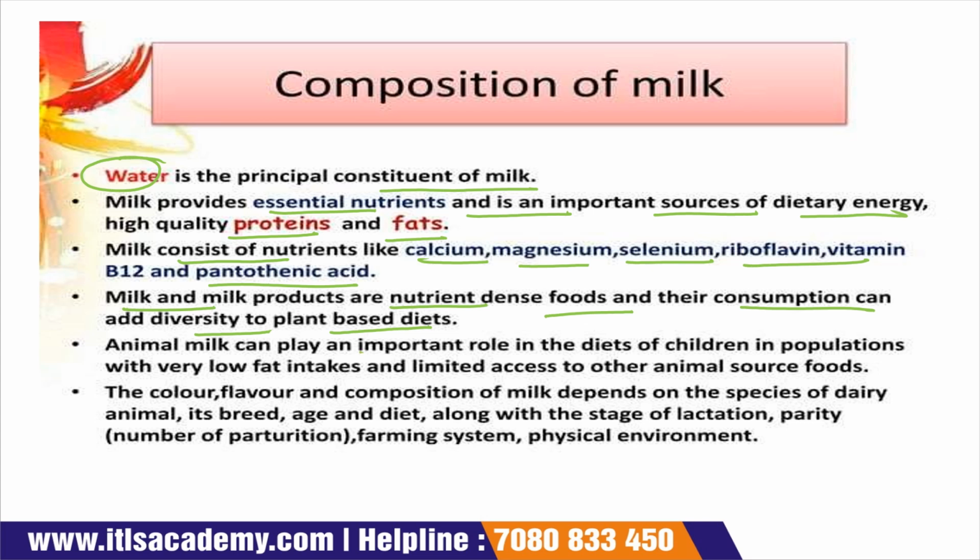Animal milk can play an important role in the diet of children in populations with very low fat intake and limited access to other animal source foods. The color, flavor, and composition of milk totally depend upon the species of dairy animals, its breed, age, diet, along with the stage of lactation, parity, animal nutrition, farming system, and physical environment.